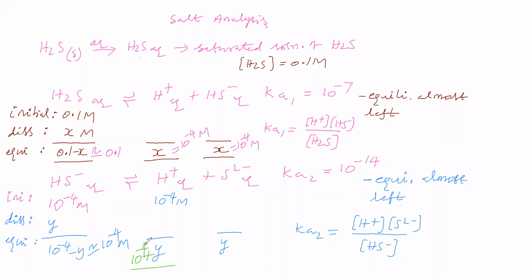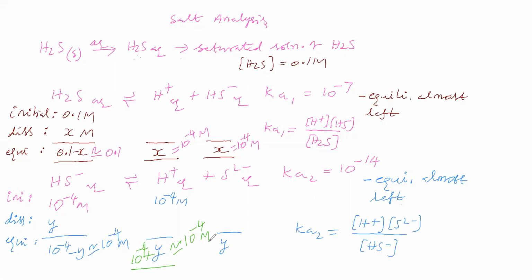Now see that 10 power minus 4 H plus is given by H2S, and Y molar H plus is given by HS minus. So totally H plus is 10 power minus 4 plus Y. Now Ka2 is nearly equal to 10 power minus 14, so the equilibrium lies almost towards the left. Therefore, this Y is negligible compared to 10 power minus 4. So it is nearly equal to 10 power minus 4 molar.